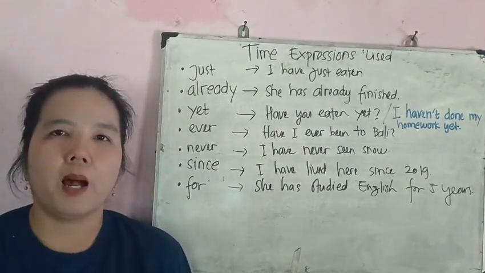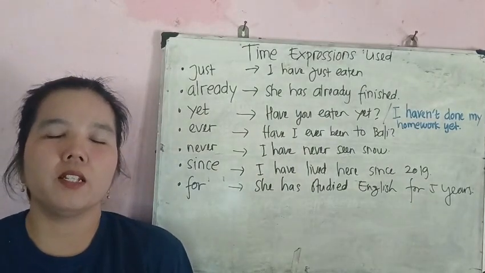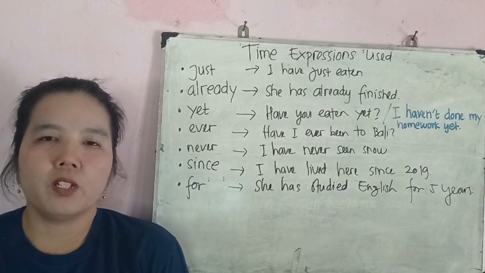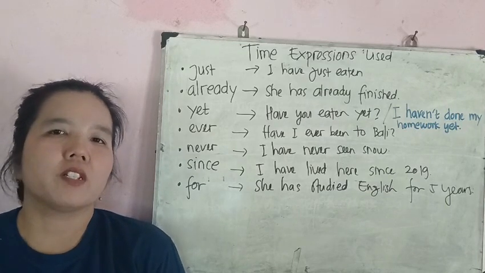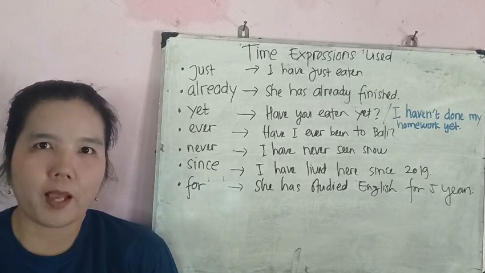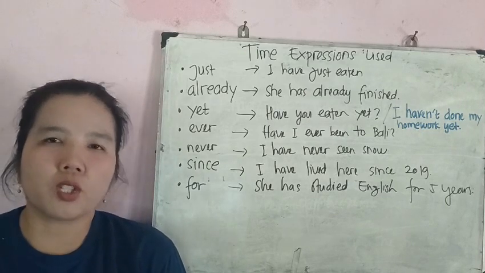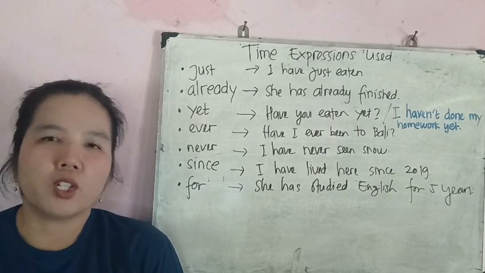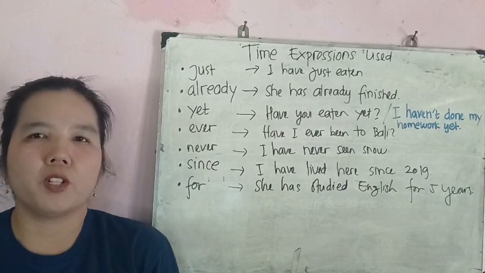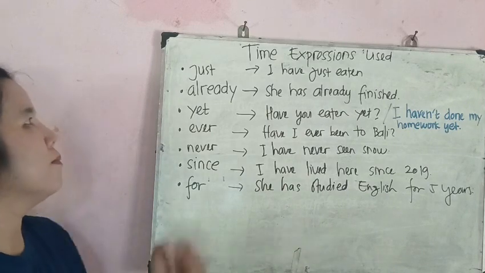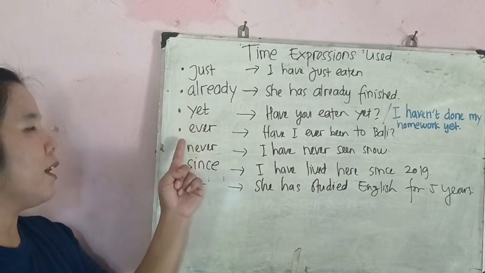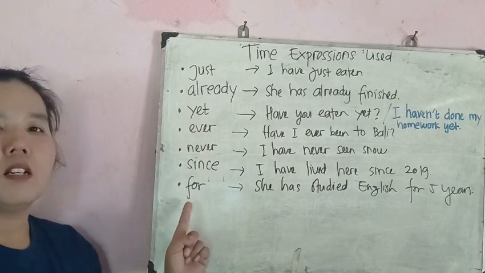Now let's talk about time expressions used in present perfect tense. Present perfect tense usually talks about actions that happened at an unspecific time in the past, or actions that started in the past and continue until now. Here are some common adverbs of time we use. We have just, already, yet, ever, never, since, and for.